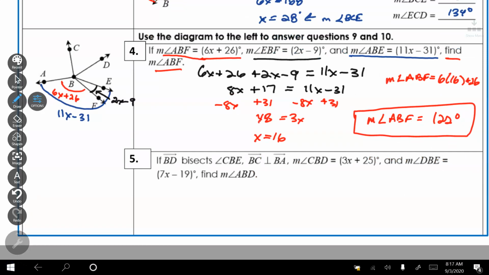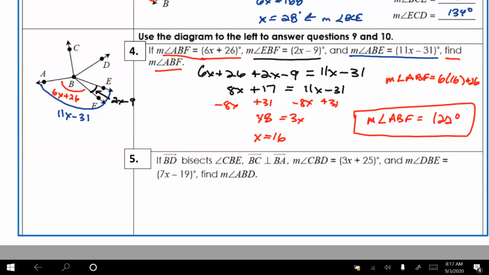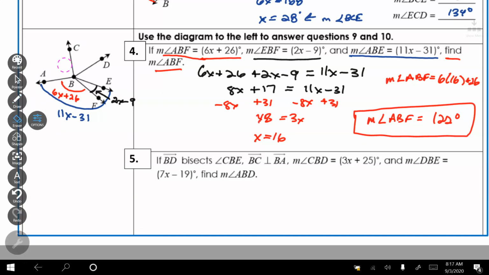Okay, I waited to label this diagram while I was live on the video because I think it's important to do it in detail. So BD bisects angle CBE. Here's angle CBE right here, this angle right here. And this ray BD bisects it. So if it bisects it, that means this angle here in purple and this angle here in purple are the same measure. They are congruent.